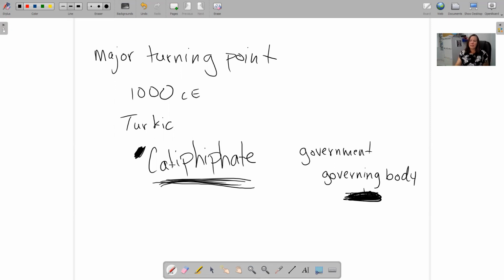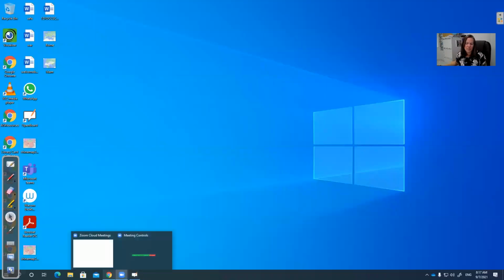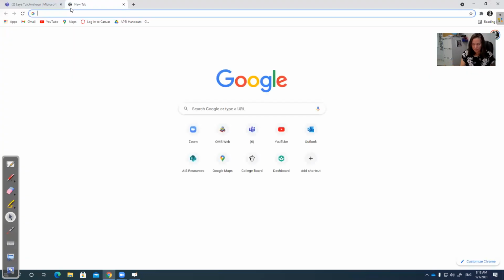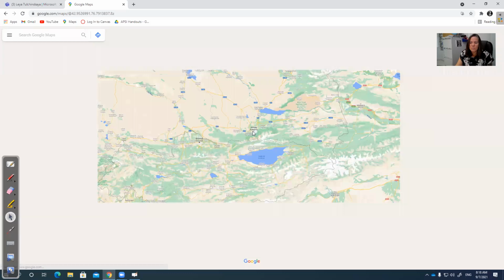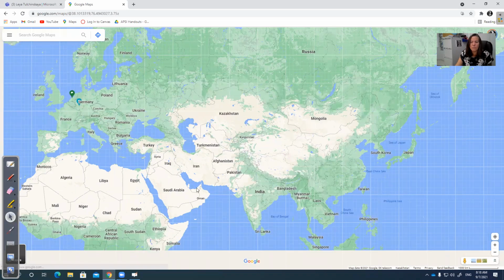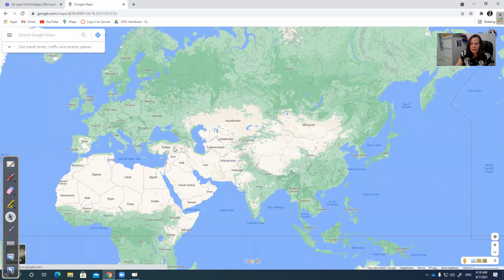So the Islamic caliphate. Let me go back to that map. Oh, I closed the map. I can just open up a new one. Google Maps. Here we go. Okay, so here's the Islamic world, around in here. And here's Central Asia. So Turkic people came from here into the Islamic world. And the governing body from here first treated them as slaves.